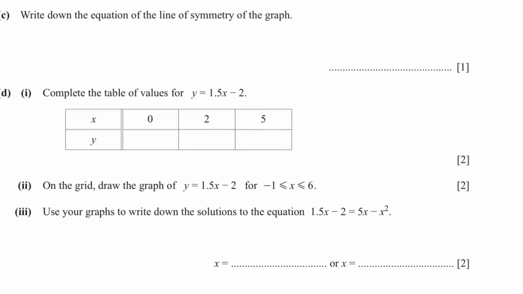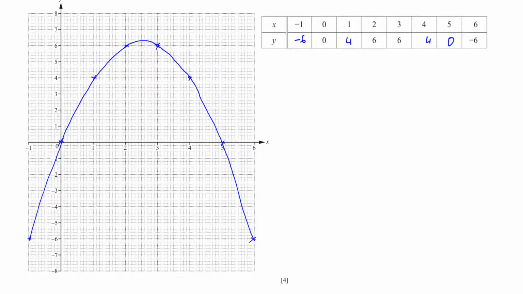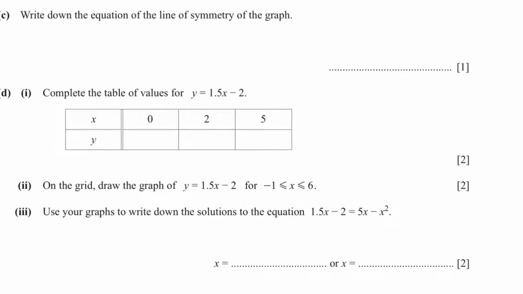Next question. Write down the equation of the line of symmetry of the graph. The equation of the line of symmetry is that part which cuts the graph into two equal parts. So in this case, it is here. See, this is the turning point or the maximum. That is your line of symmetry, the x value, which is x is equal to 2.5.